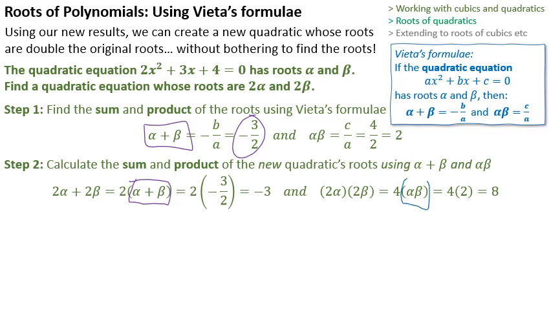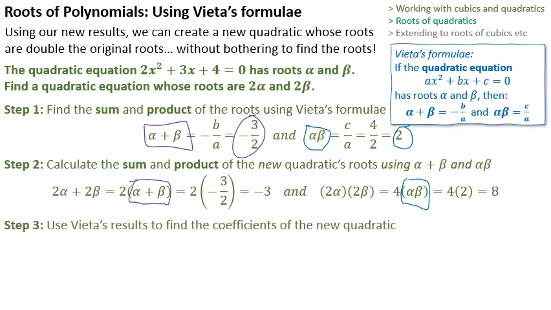A similar thing happens over here when we have the product of the roots. We're doing 2 alpha times 2 beta, and we get 4 lots of alpha beta. And alpha beta, we know. We don't care what alpha is, we don't care what beta is, we know what the product of alpha and beta is, and that gives us our answer. So now we know that the sum of the roots of the new quadratic is minus 3, and the product of the roots of the new quadratic is 8.